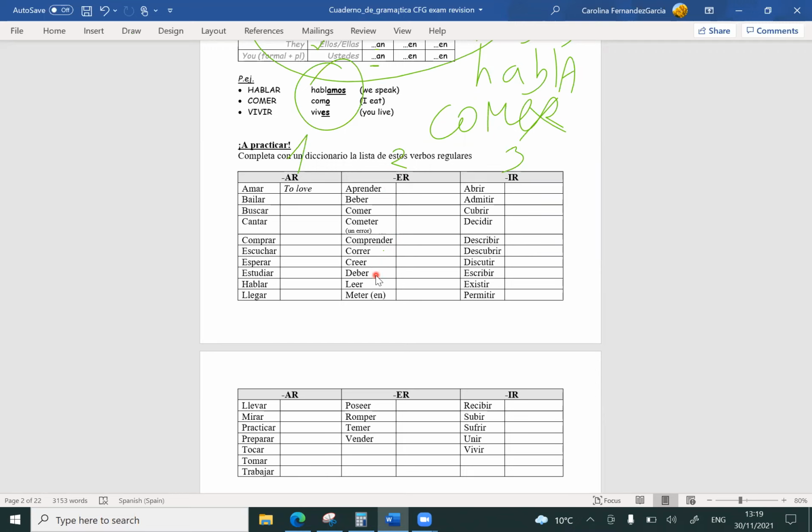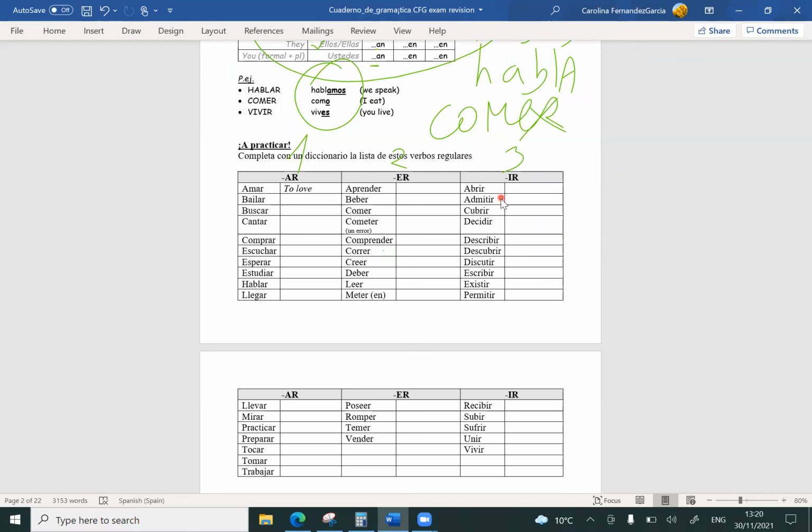Deber, that's coming from the word deberes, homework, something you have to do, something you must do. Leer, to read. Meter, to put something in. Poseer, to own. Romper, to break. Temer, to be afraid of. And vender, to sell. So these are the most common verbs that are regular and belong to the second group. Now the third group is not as common as the first group, and most of these verbs will actually be quite similar to the English ones.